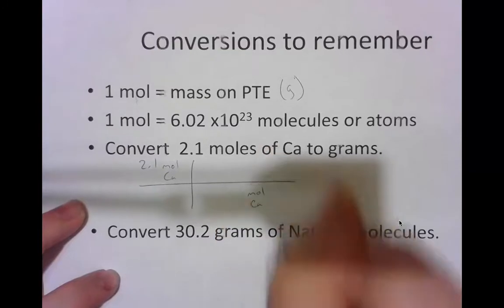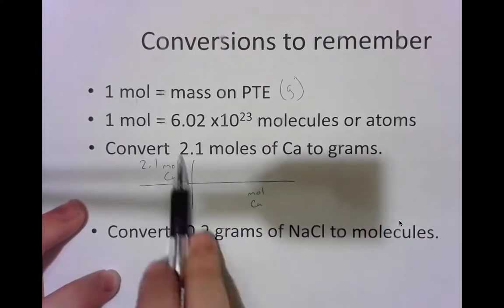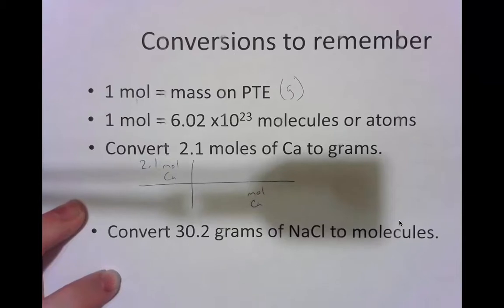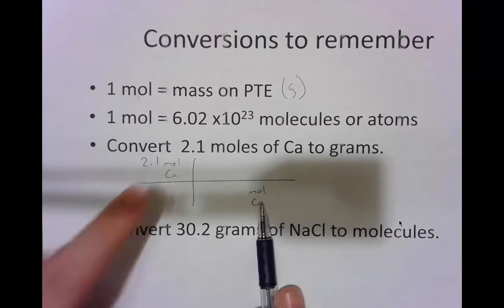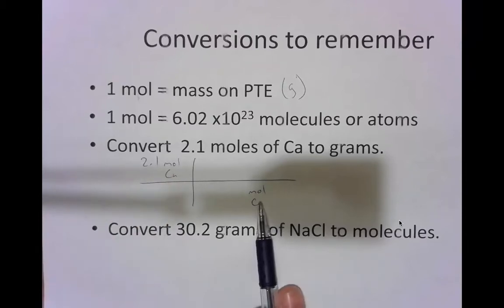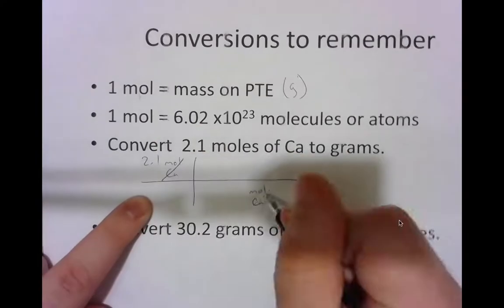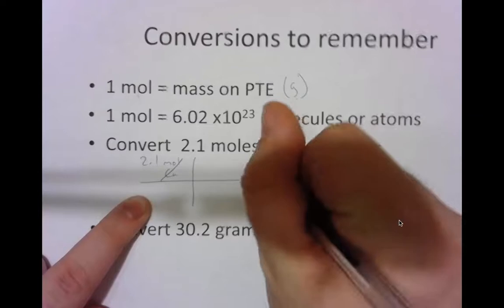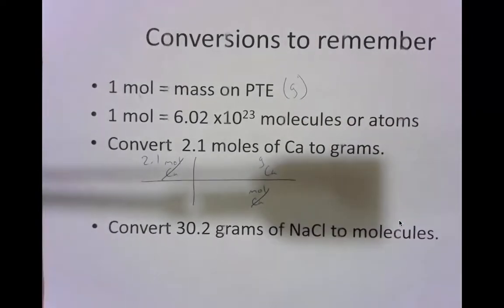Moles of calcium need to go on the bottom. The reason why they need to go on the bottom is so then they cancel out. Remember guys, just like variables, like x's, y's, and z's that you use in math, when our units are opposite of each other, they cancel out because anything divided by itself is 1. So that means once our moles cancel, we can put our grams on the top. Now we go back and we plug in our numbers.